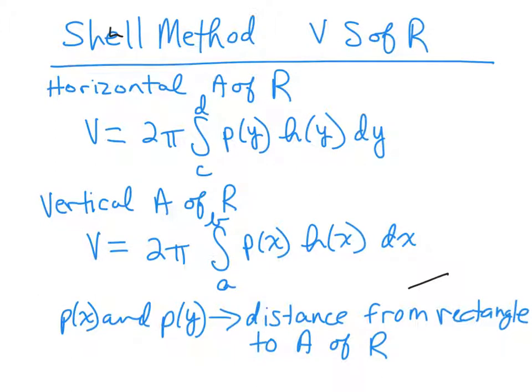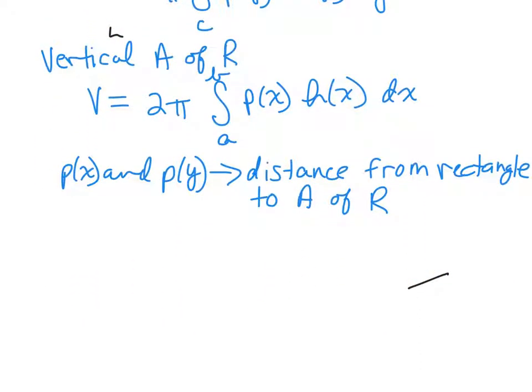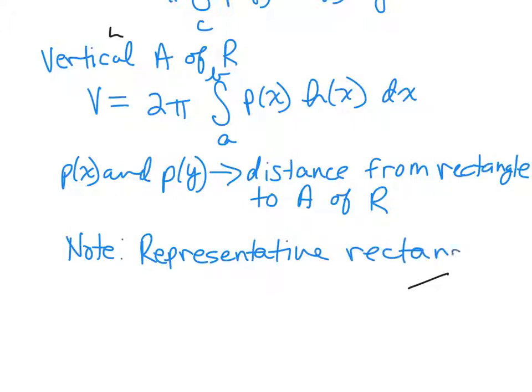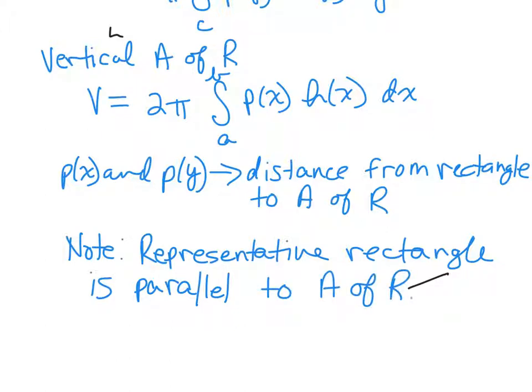And one other note I want to remind you of, and it's important. With the shell method, the representative rectangle is parallel to the axis of revolution. And that's what allows us to work in the other variable.